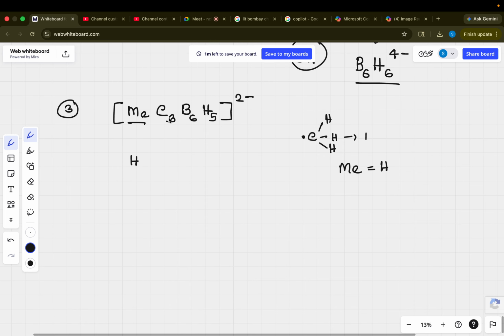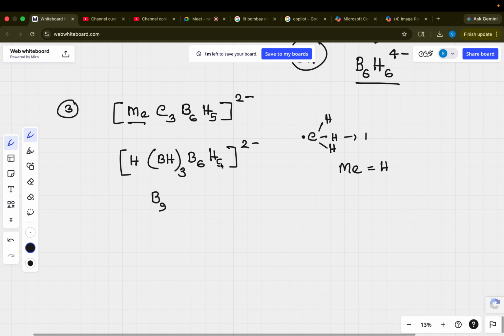Okay, now you have C3. Carbon you have to replace by a BH unit, right? Carbon is 4, BH is also 4. So carbon you replace by BH unit, and you will get B3H3 here. Then you have B6H5 2 minus. Now if I add them, B3 and B6, I am getting B9.